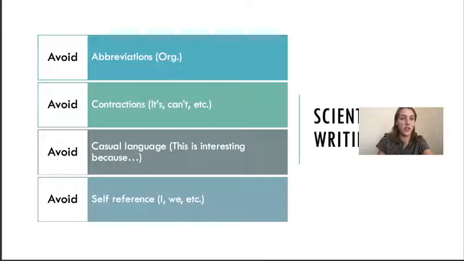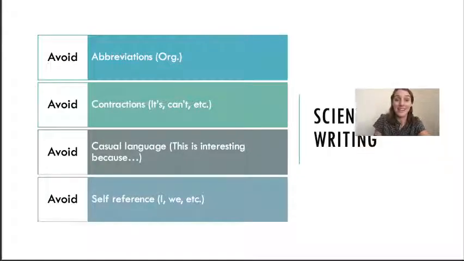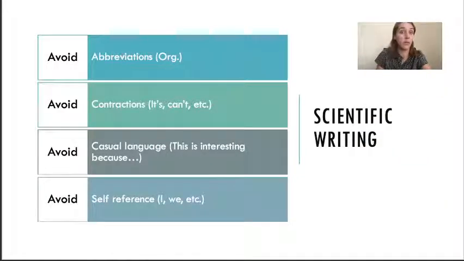All right, so some other general tips on scientific writing. Scientific writing is formal, so we want to treat it that way. So we avoid things like abbreviations, or at least we define abbreviations before we use them. Don't just start using org if you haven't already elaborated on what that is previously.